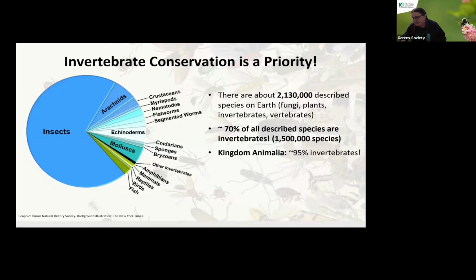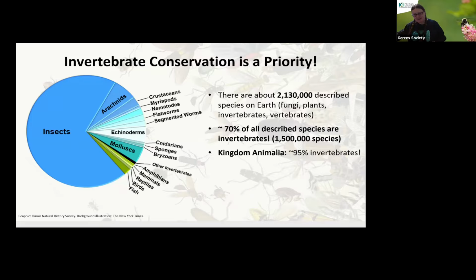There's over 2 million described species on Earth, and 70% of those are invertebrates, right? Over a million species. And the animal kingdom itself is 95% composed of invertebrates. So if you look at this pie chart here, you can see different invertebrate groups, and the giant section of the pie that's insects. So we're going to talk about insects and their invertebrate friends today.